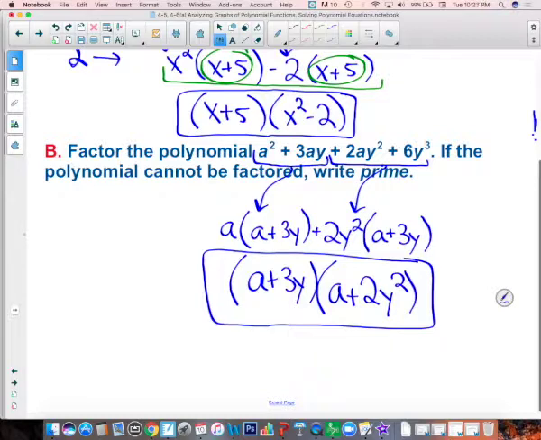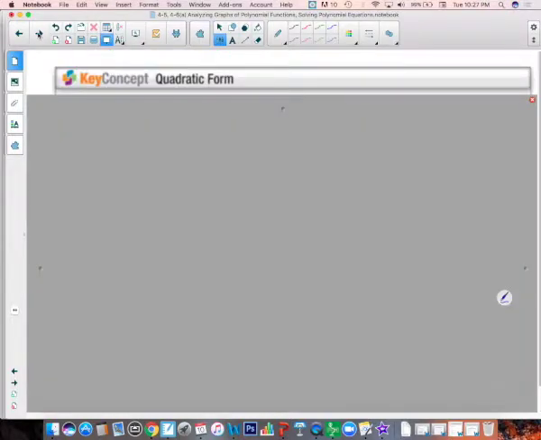Okay, last concept, quadratic form. If you think about what things are quadratics, your standard form of a quadratic is ax squared plus bx plus c. And we're just going to write things in quadratic form here. So we're going to make it look like ax squared plus bx plus c.